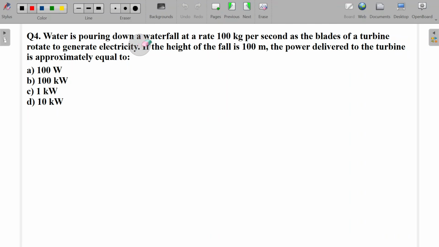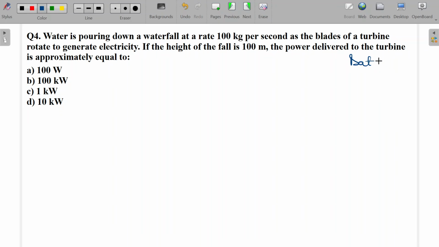Water is pouring down a waterfall at a rate of 100 kg per second as the blades of a turbine rotate to generate electricity. If the height of the fall is 100 meters, the power delivered to the turbine is approximately equal to A, 100 watts, B, 100 kilowatts, C, 1 kilowatt, D, 10 kilowatts. Okay, so you check the data that they've given us.